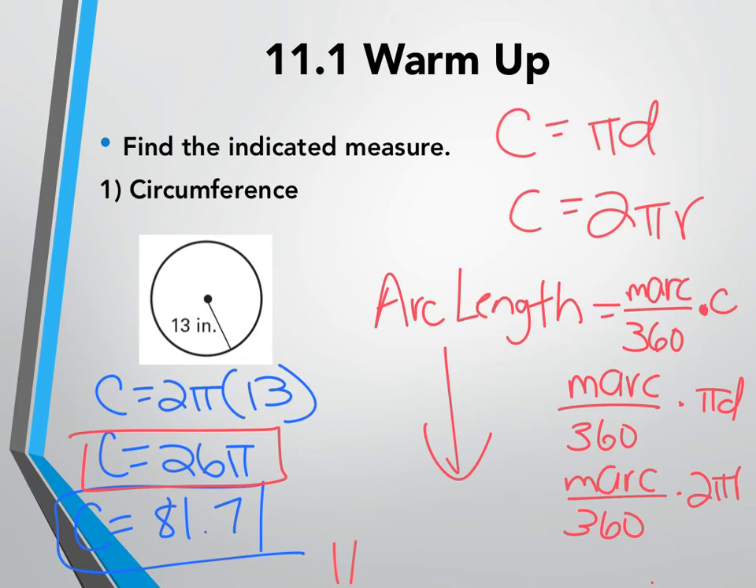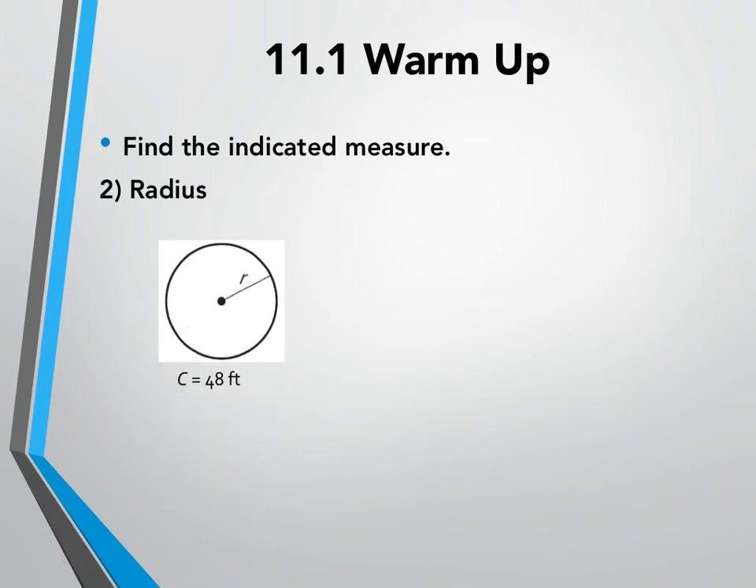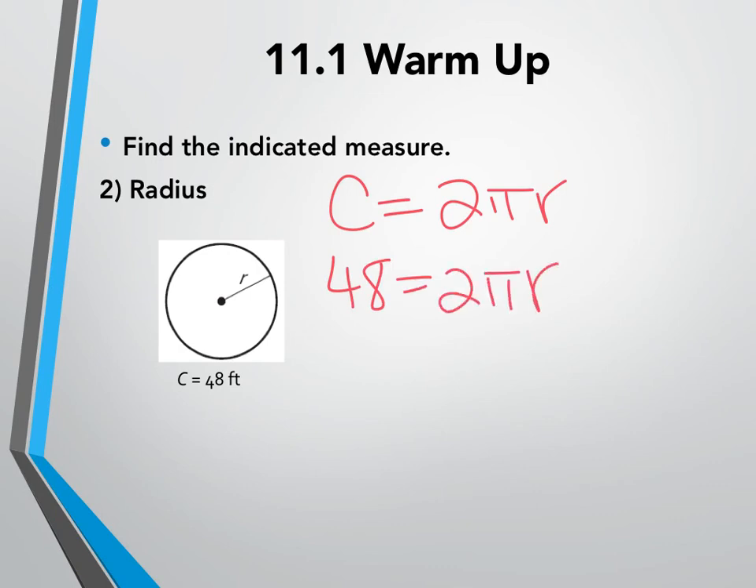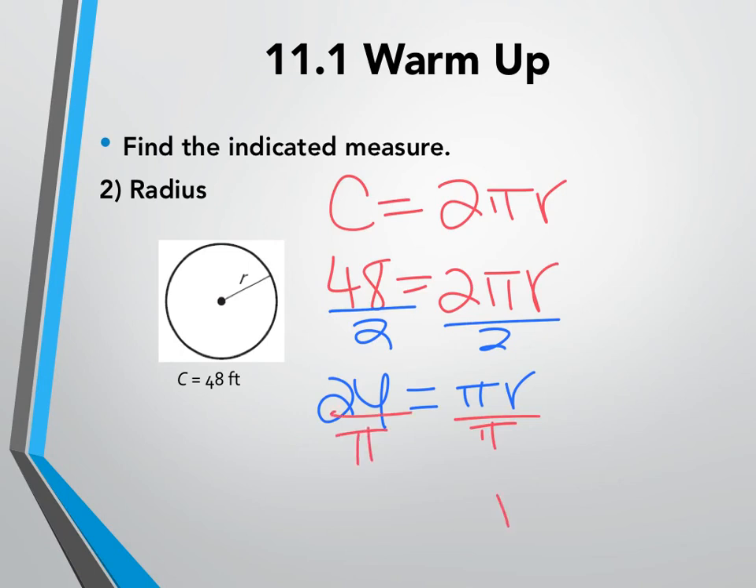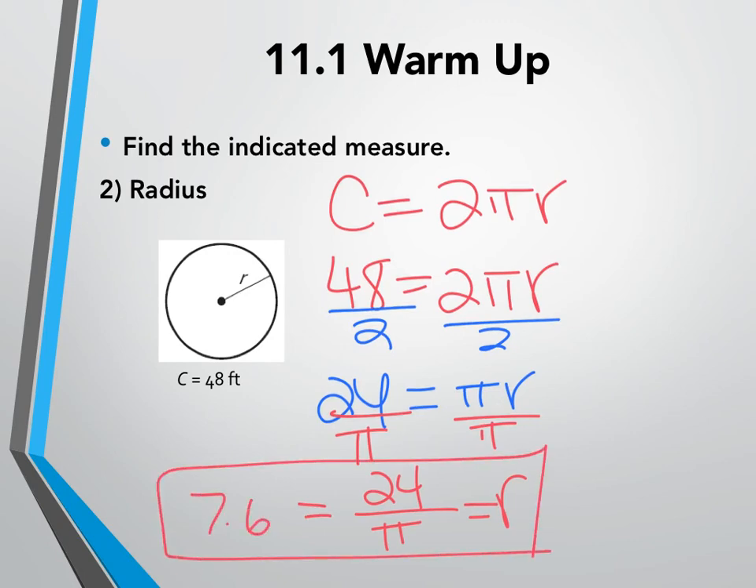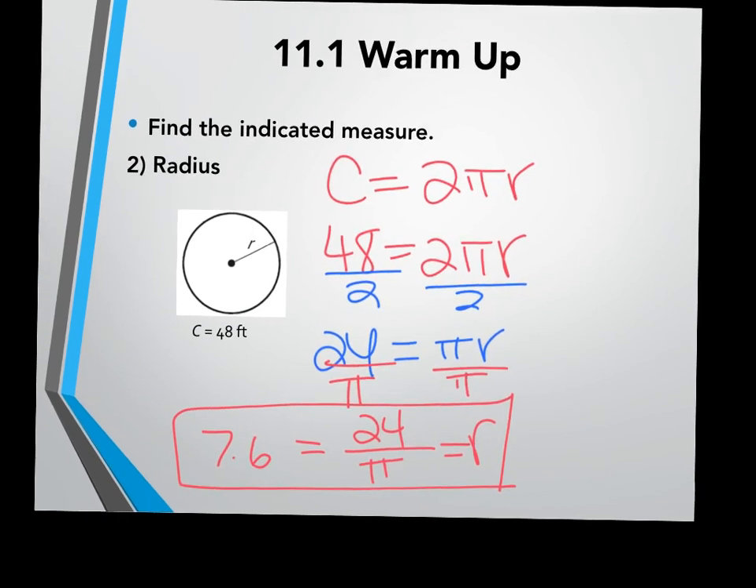Questions on that one? Okay, then we got to the radius if you're given the circumference. So circumference equals 2 pi r. If the circumference is 48, 2 times pi times the radius. I can either start by dividing by 2, this would be 24 equals pi r, divide by pi. And without a calculator, I would leave it as 24 over pi. With a calculator, I would find that it's 7.6. Questions on that one?